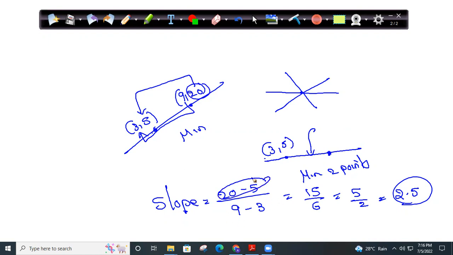The rise over run, they call it so many terms, or y2 minus y1 over x2 minus x1. This is y2, this is y1, this is x2, this is x1. Y2 minus y1 over x2 minus x1 is also said to be slope. Okay, so far clear? Perfect. Now let me move to the next concept.